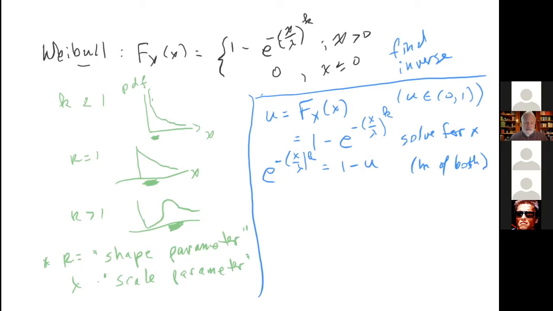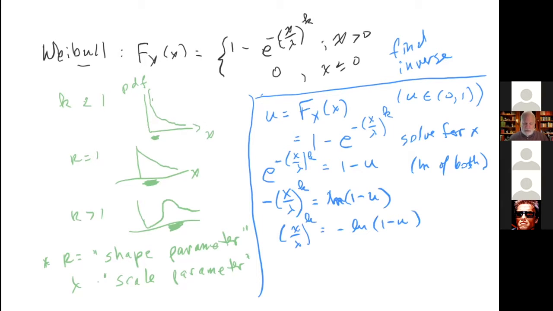Now we can take the log of both sides, and the log cancels the e. We can't forget the negative, because that would really screw things up when we start to try to generate them. All right, and now we just start unraveling. Minus log 1 minus u.